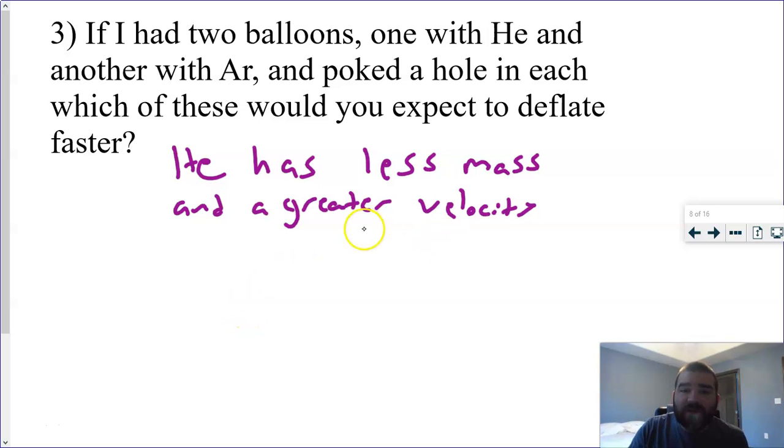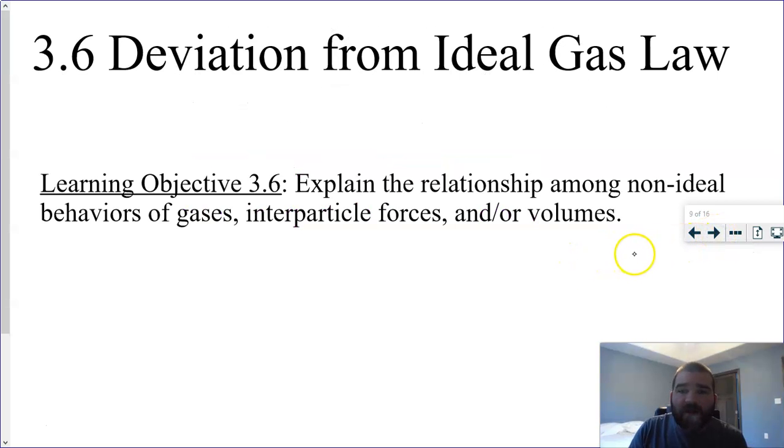Okay? So I'll leave it like that. I didn't quite answer my question, but you understand where I'm going with that, right? Less mass, greater velocity particles can escape through the pinhole quicker. All right, so that leads us to the next topic, which is called the deviation from ideal gas law. We're going to explain the relationships among non-ideal behaviors of gas, particles, and volumes.